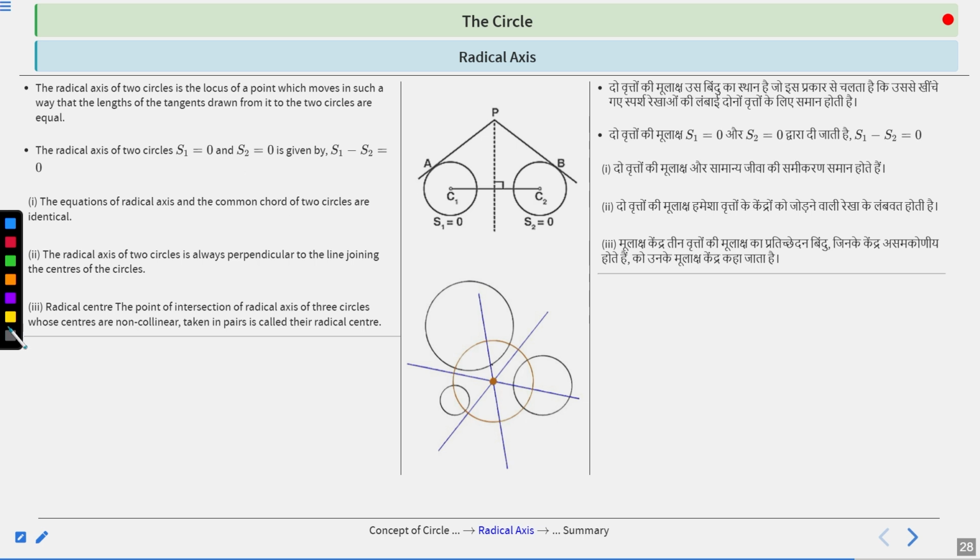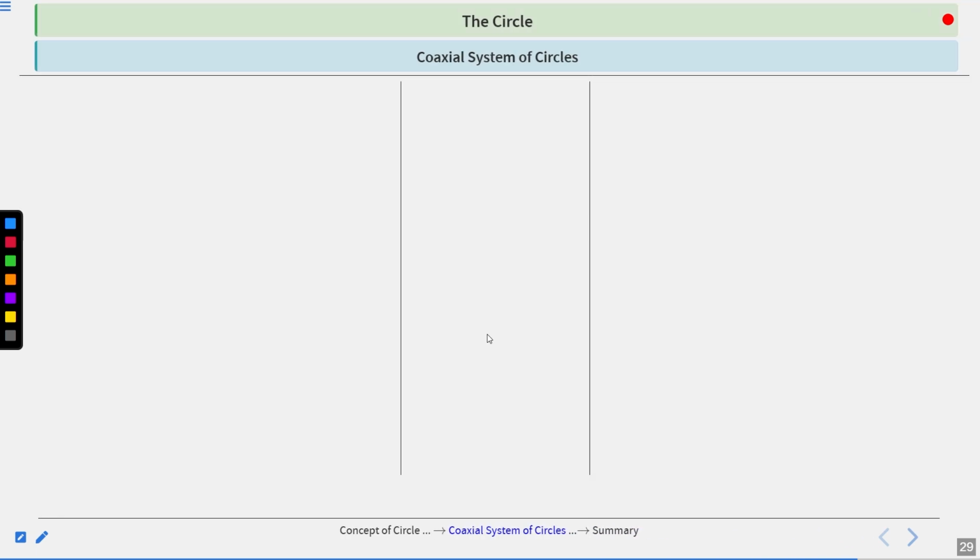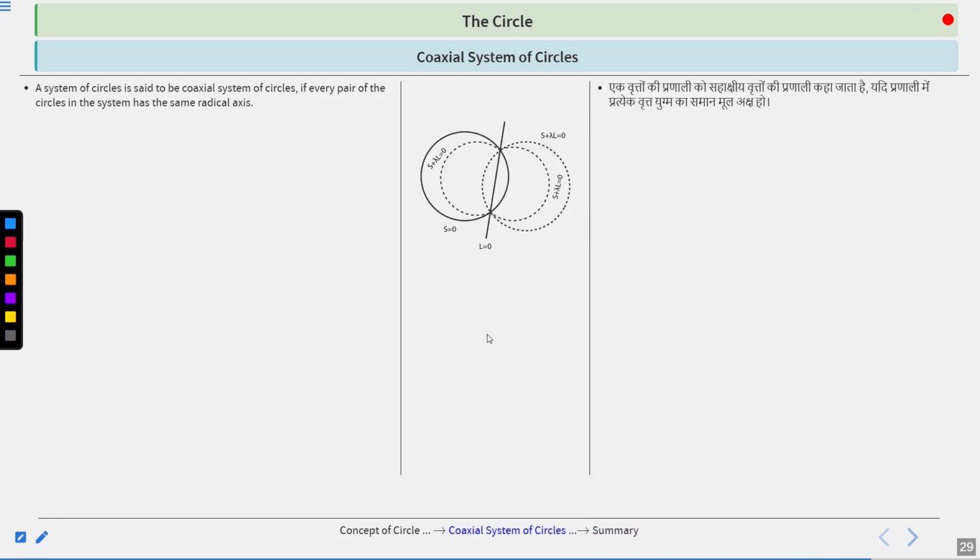Next, the radical center. The point of intersection of the radical axes of three circles whose centers are non-collinear, taken in pairs, is called the radical center. You can see this in the figure. Now let us see the coaxial system of circles. A system of circles is said to be a coaxial system of circles if every pair of circles in the system has the same radical axis.